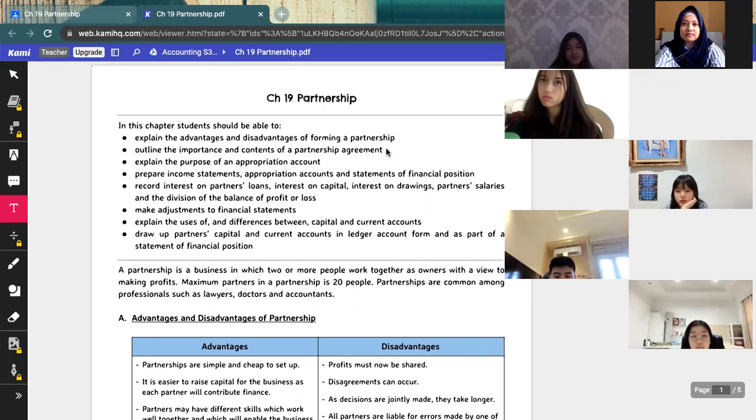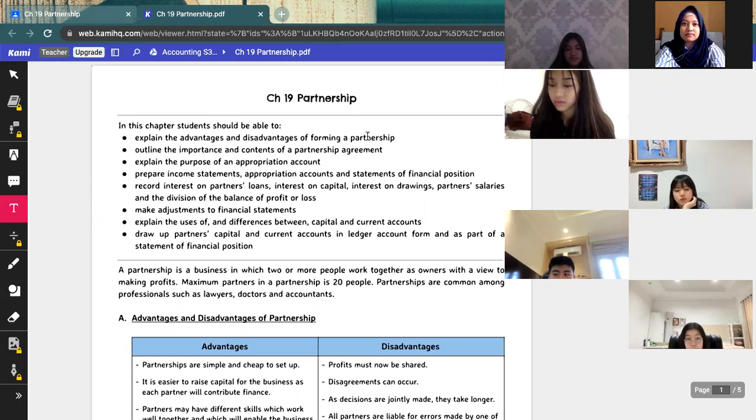Okay, I repeat, about chapter 19, partnership. This is another type of business which is different from our previous type of business, which is sole trader. Up until chapter 17, you have learned only one type of business, which is sole trader. But now we will study a partnership, which has different ownership.